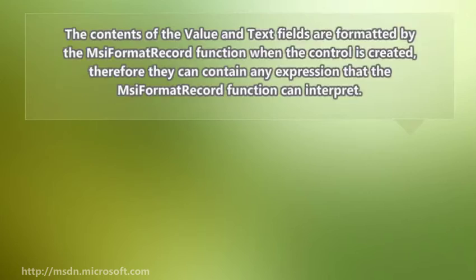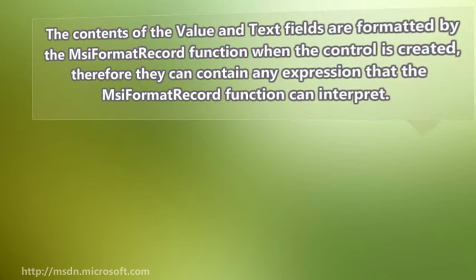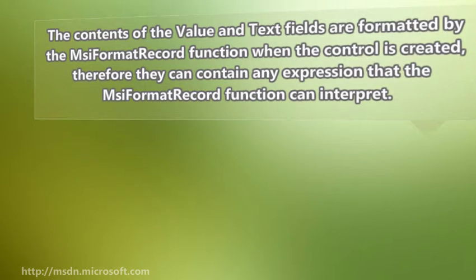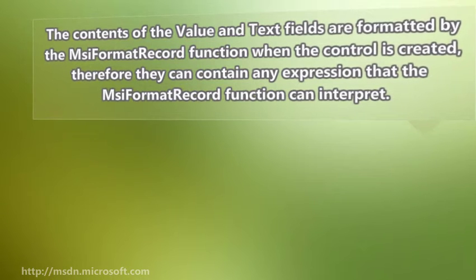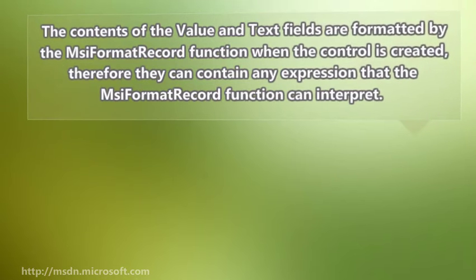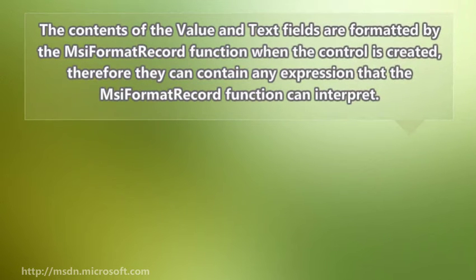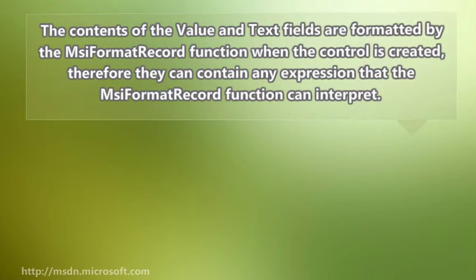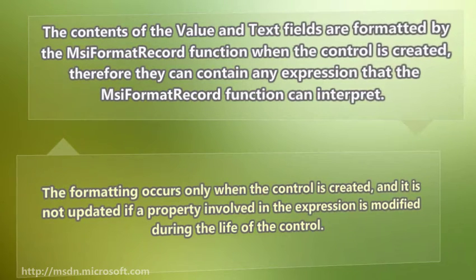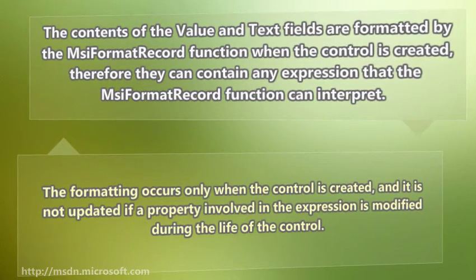The contents of the Value and Text fields are formatted by the MsiFormatRecord function when the control is created, therefore they can contain any expression that the MsiFormatRecord function can interpret. The formatting occurs only when the control is created, and it is not updated if the property involved in the expression is modified during the life of the control.